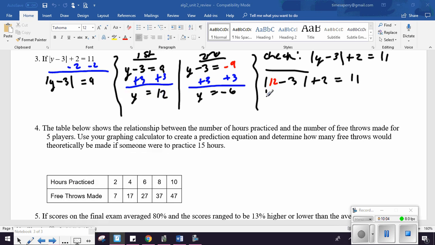12 minus 3 is 9. Absolute value of 9 is 9. And 9 plus 2 is 11. So that solution checks. Now we're going to check this second one.